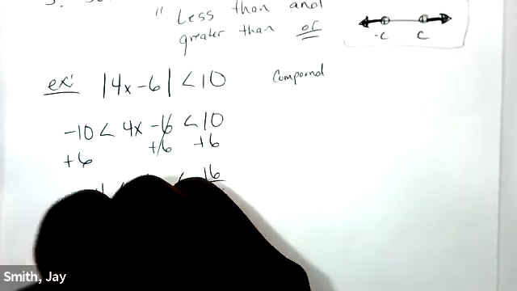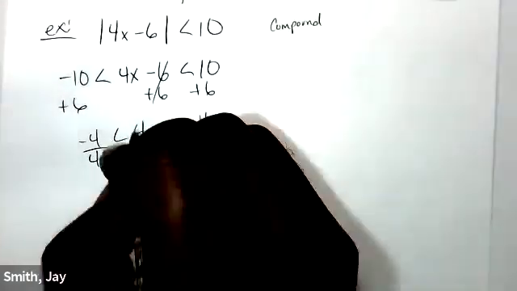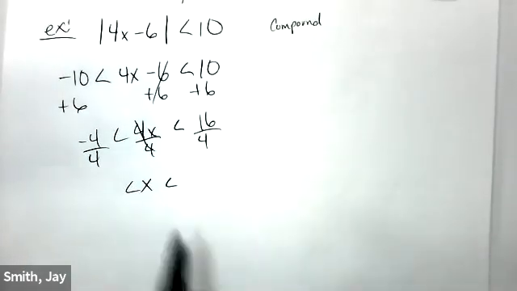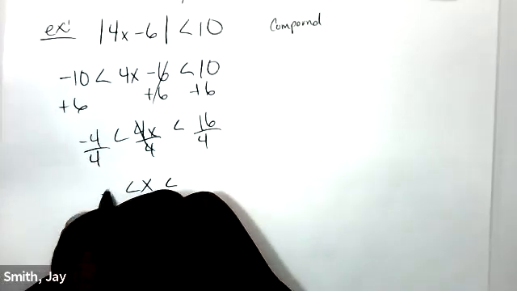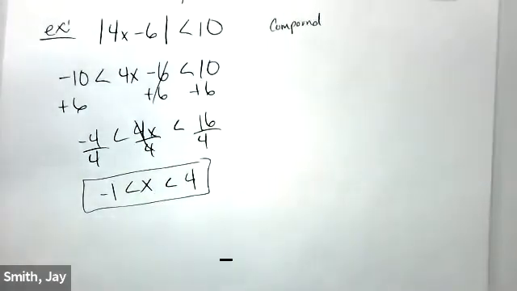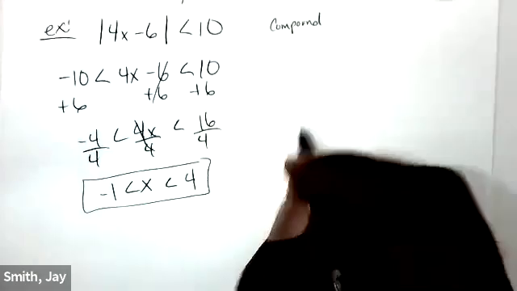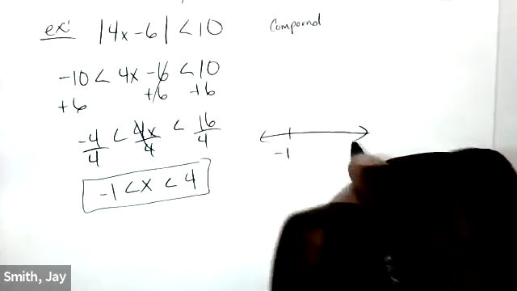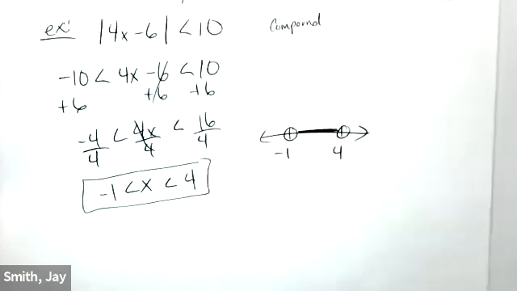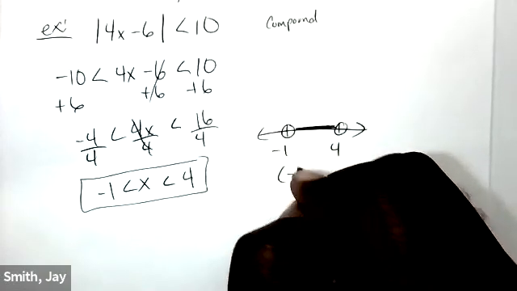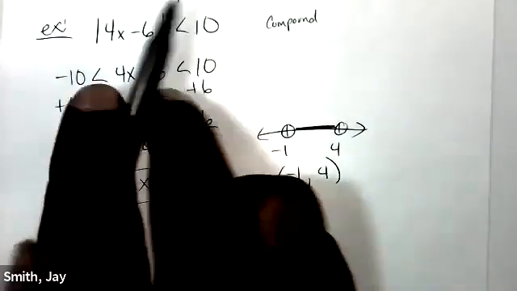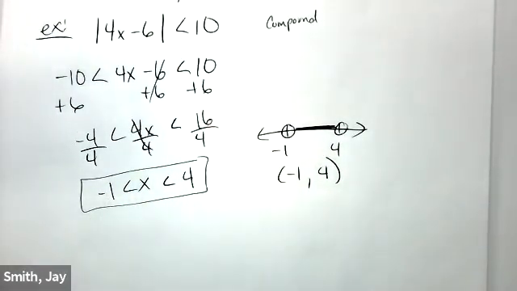Last step is divide by positive 4. It's going to leave me just with x, which is exactly what I want. And because I divided by a positive, my sign stayed the same. Negative 4 divided by positive 4 leaves me with a negative 1. 16 divided by positive 4 leaves me with a positive 4. So this is my answer. x is in between negative 1 and 4. So on the number line, we have negative 1 and 4, open circles on both, and shading in between the two. In interval notation, open parentheses, negative 1, comma, 4, close parentheses. So if it's a less than problem, it's an and, or three-sided inequality.